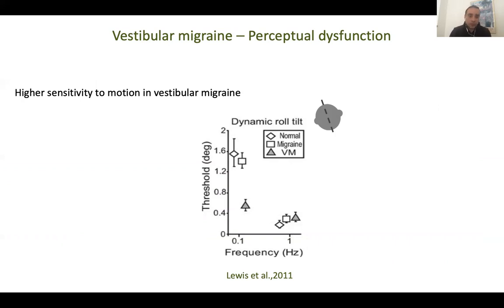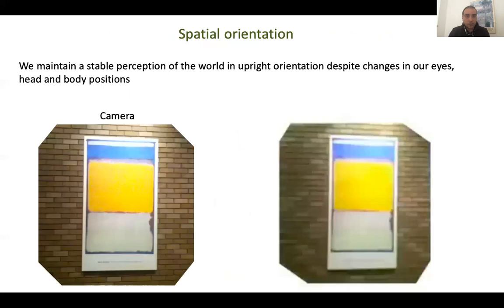How about perceptual dysfunctions? In 2011, the work from Lewis and his colleagues found that patients with vestibular migraine had lower threshold for motion detection in the roll plane at lower frequencies when compared to patients with other types of migraine or healthy controls. In other words, patients with vestibular migraine had higher sensitivity to motion with lateral tilts. But how about spatial orientation?